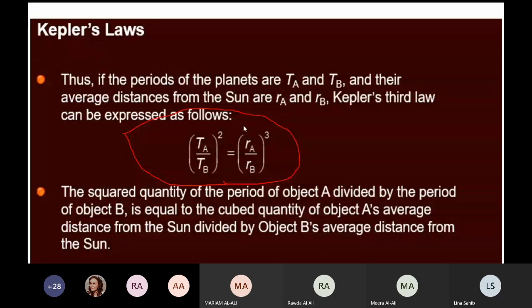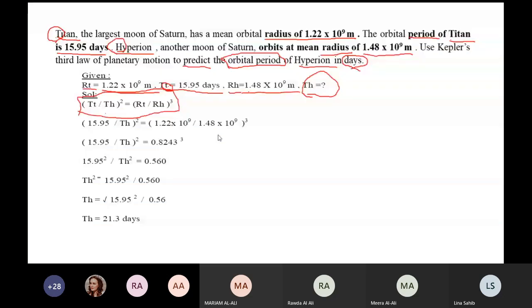Three. So don't forget square and after that 3. As you see here, T Saturn divided by T Hyperion to the power square equals R Saturn or Titan divided by R Hyperion to the power 3. Now, what's given? Time is given. So I will replace the numbers. Time given here, 15.95, divided by T Hyperion was missing, as you see here, to the power square, equals.